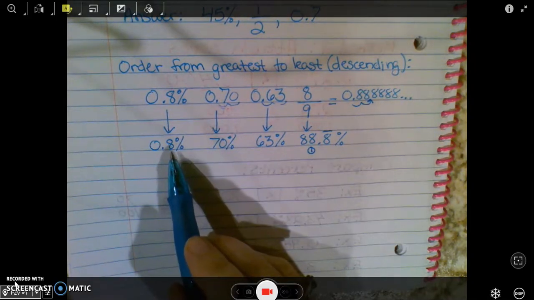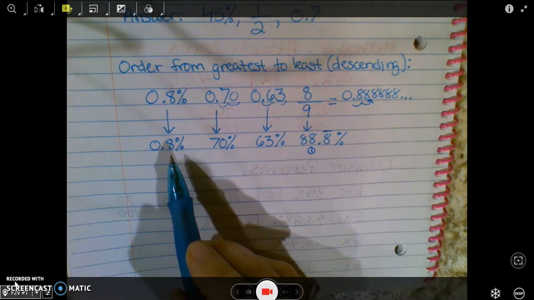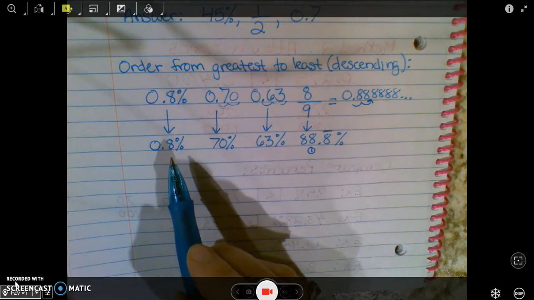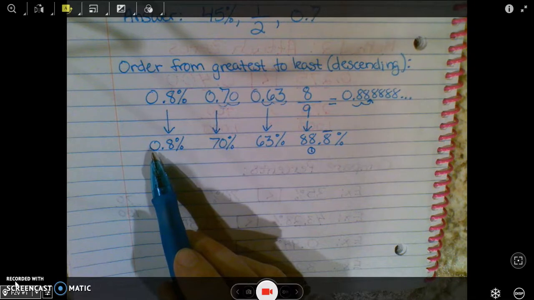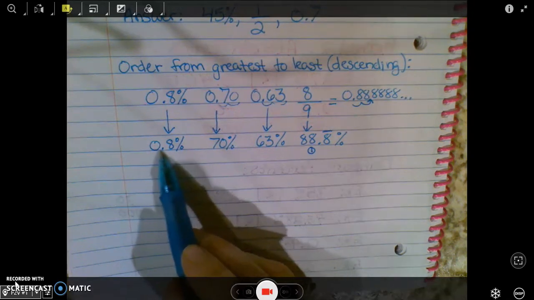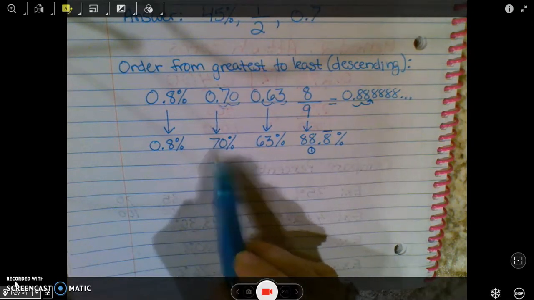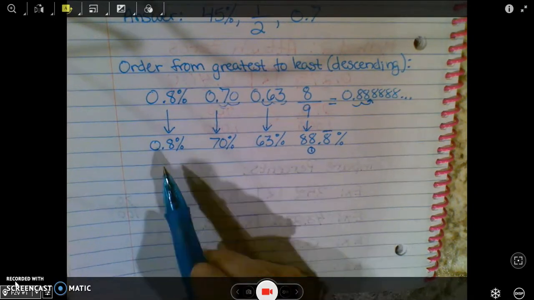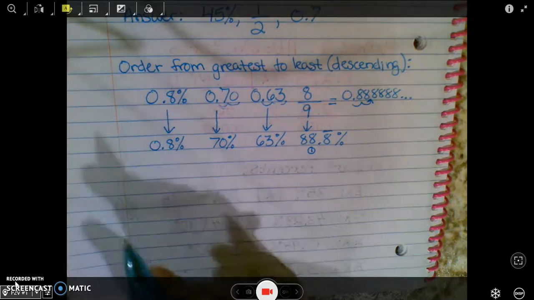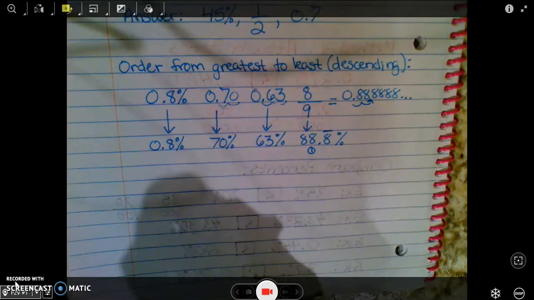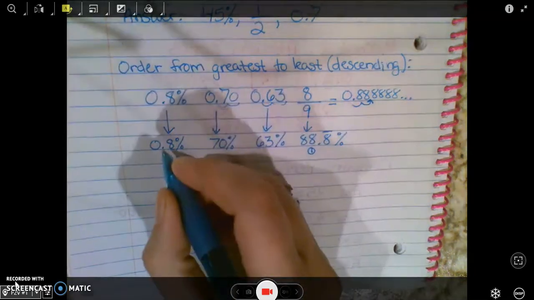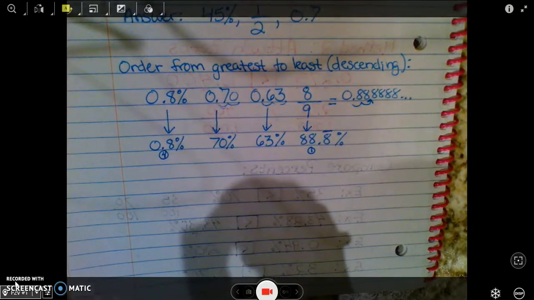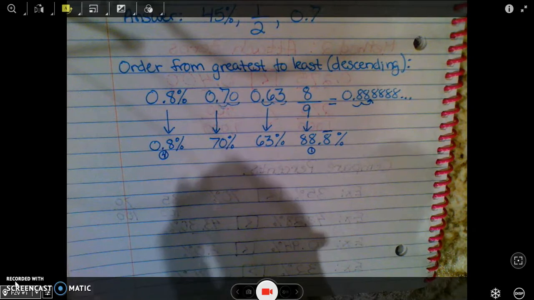Then my next biggest value. It is not going to be the 0.8% because, again, that's not 80%. It's 0.8%. It is less than 1% because my whole number is a 0. My whole number here is a 0. My whole number here is a 70. My whole number here is 63. My whole number here is 88. So that is not my next one. That's actually going to be the last one. That's going to be my smallest. So actually, I can go ahead and write in my 4. It's going to be the fourth one at the very end because its whole number is the smallest.